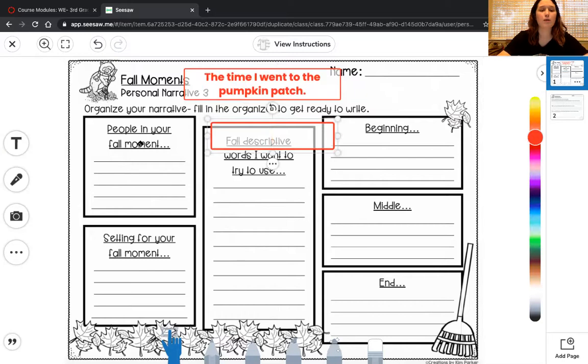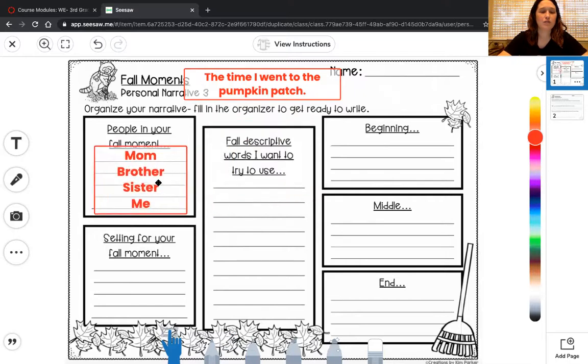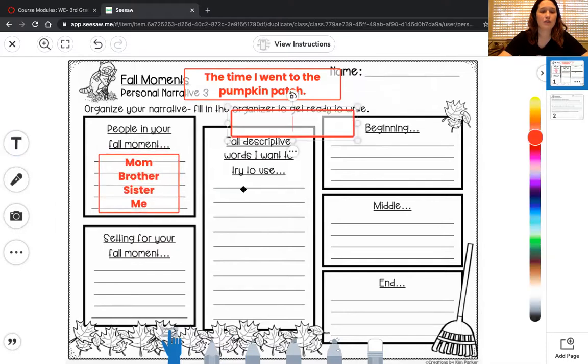All right, now I'm coming up with the people in my small moment. According to my picture, because remember I drew a picture at the bottom, the people in my story are mom, brother, sister, and me. So I'm going to add this to my people in my fall moment. Then I need to put my setting. We already know my setting is the pumpkin patch, so I'm going to put pumpkin patch right here.